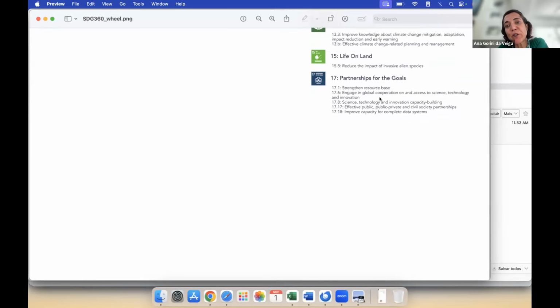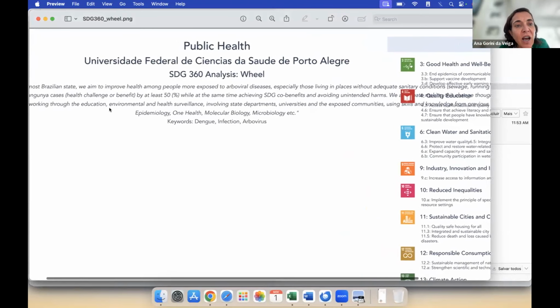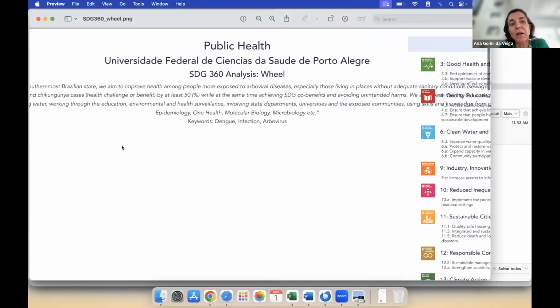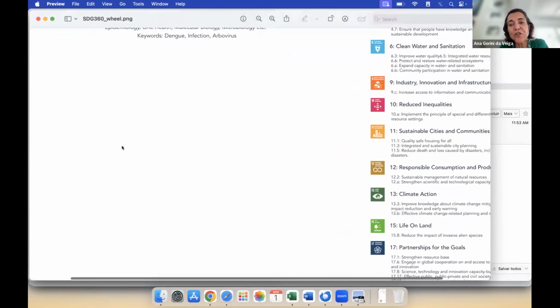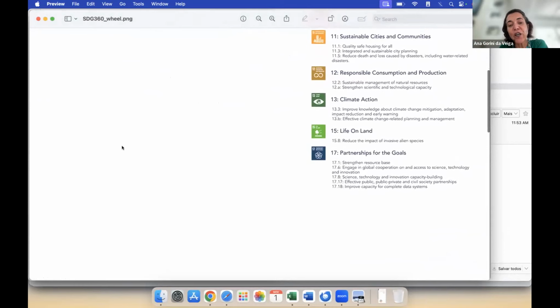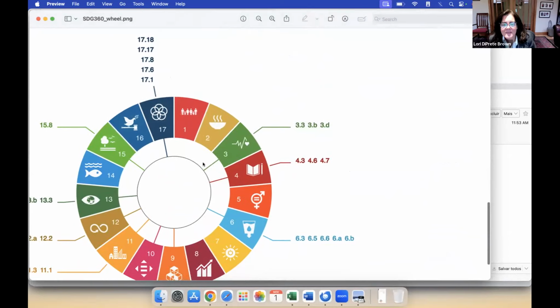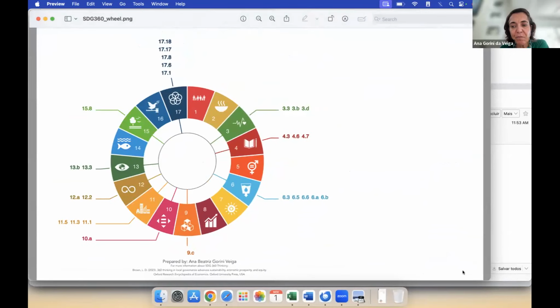And partnership for the goals, because as I also mentioned in my challenge, it requires a collaboration of the government, science and technology institutions, the community, and also the private sector to develop medication and vaccines. Yeah. And here's the wheel. Yep. Wow. That's for dengue.